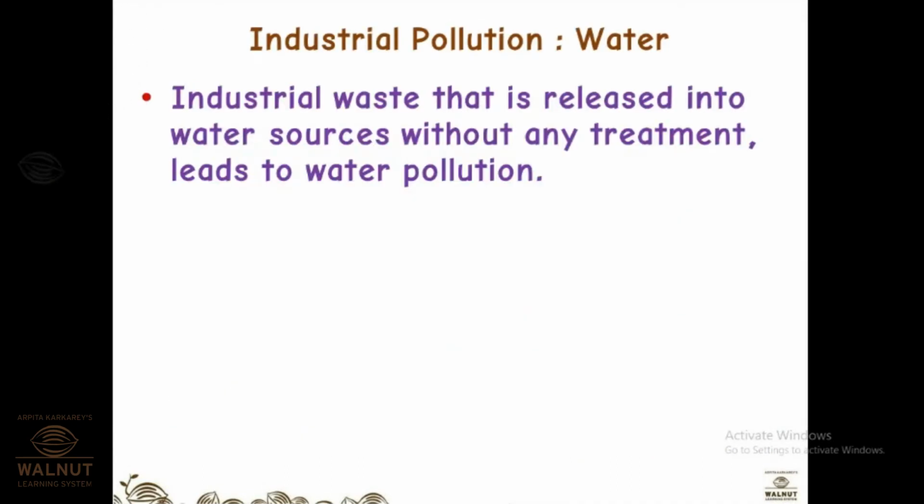Industrial waste that is released into water sources without any treatment leads to water pollution. So if we don't treat the effluents and just directly send it to river bodies, then the water may be polluted, thereby affecting the marine lives.